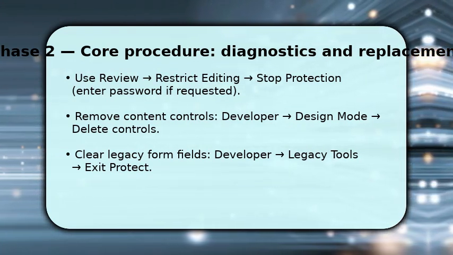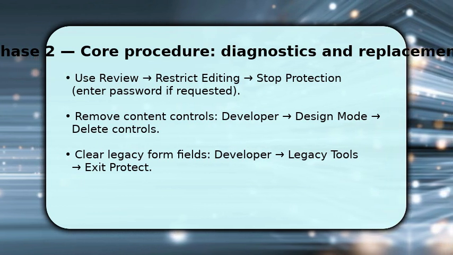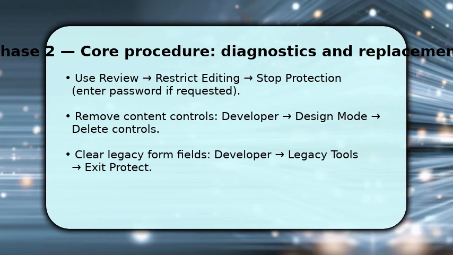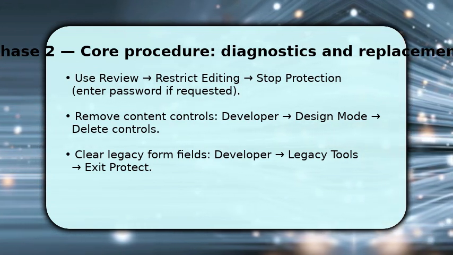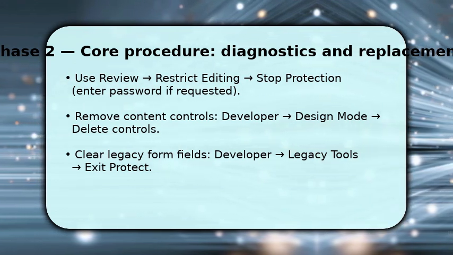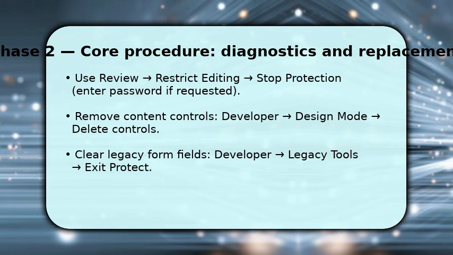If content controls or form fields remain, go to Developer and toggle Design Mode, then delete or convert those controls so normal text is selectable. For section-specific locks, inspect section breaks and adjust permissions. Make sure to update headers and footers too.